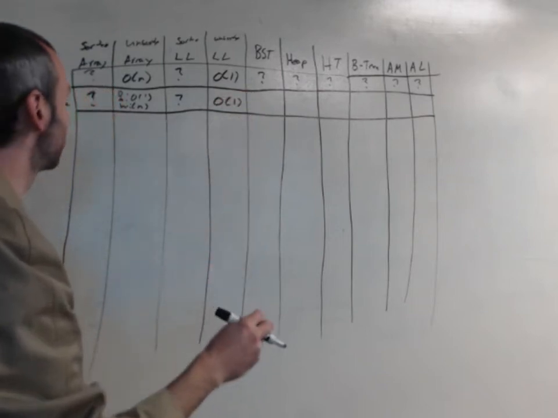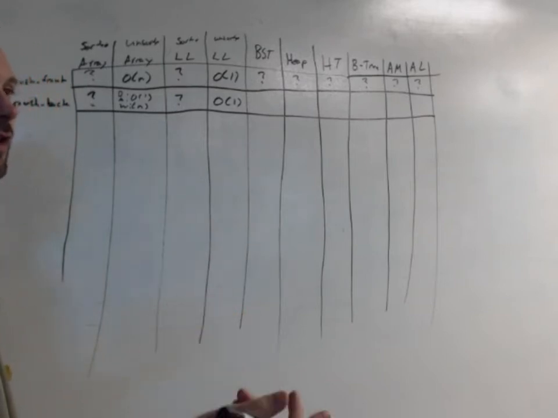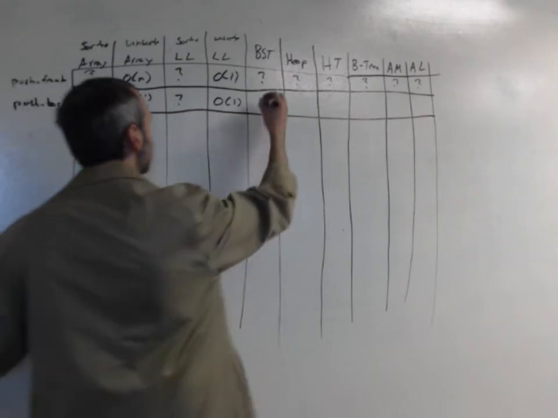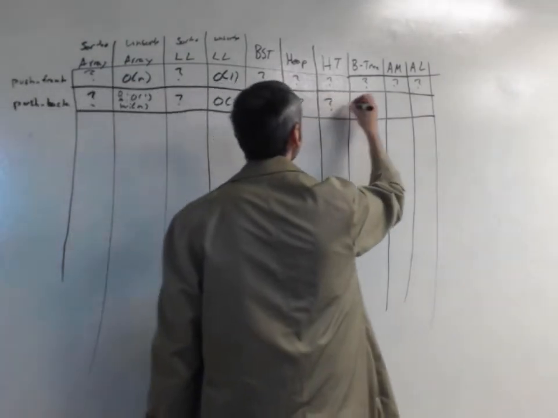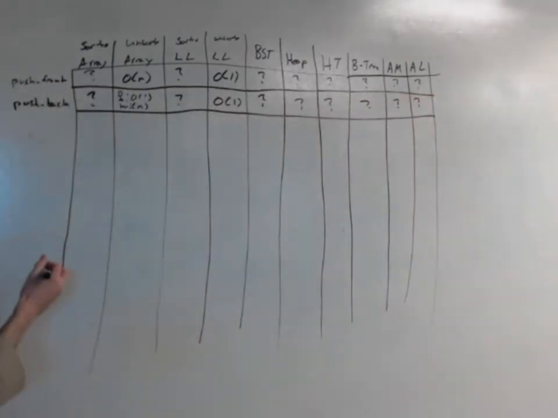With the unsorted array, are you just saying if we didn't have enough capacity, then it's O(n)? Yeah, because you have to make a new array and copy it all over. All right. And then the rest of this makes no sense. Okay. Just don't do it.